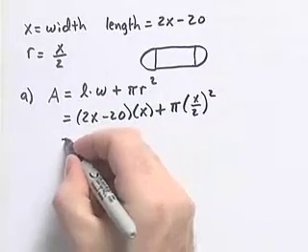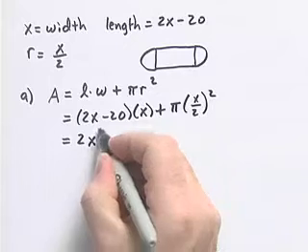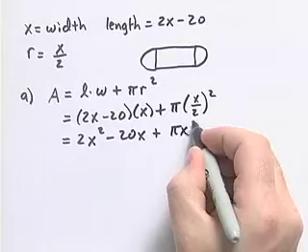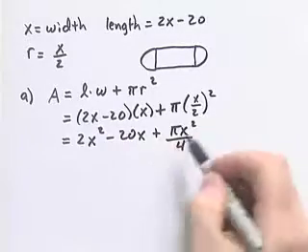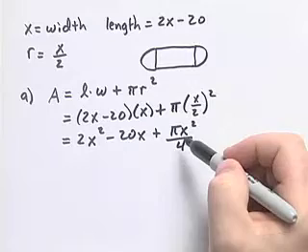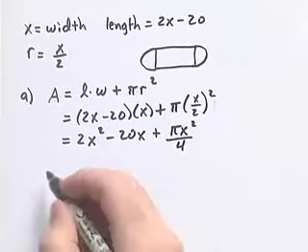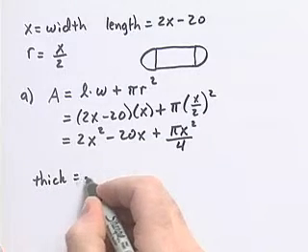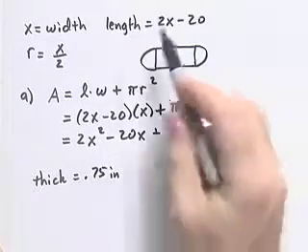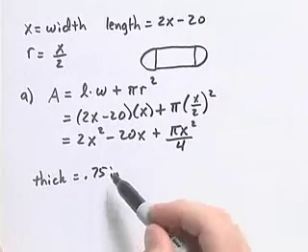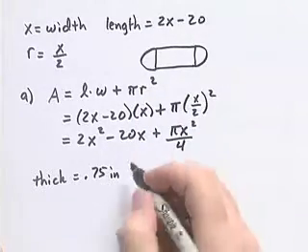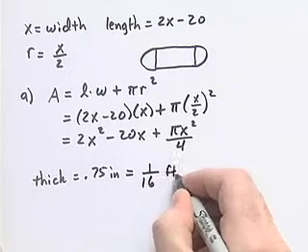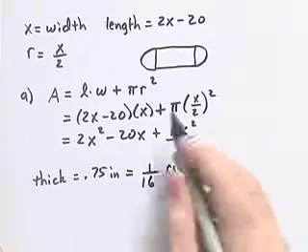We want to clean this up a little bit. So we'll have 2x squared minus 20x plus pi x squared over 4. And so we have this expression for the surface area in terms of x, but we want the volume. And we know that the thickness of the ice is 0.75 inches. Everything else we've done up here has been in feet, and here we have inches, so we need to make sure that we write this in terms of feet. And 0.75 inches turns out to be 1/16 of a foot. So we have all the same units here.